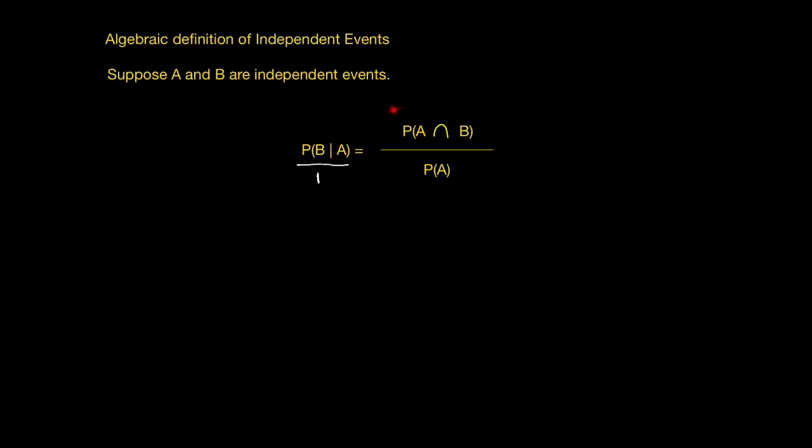Now here we have something called a proportion. We have a ratio equaling another ratio. Whenever we have that, we can do something called cross multiplication. So I can multiply the probability of A times the probability of B given A. And we can do the same with 1 and multiply it times the probability of A and B. So we have 1 times the probability of A and B, and now we have this equation.